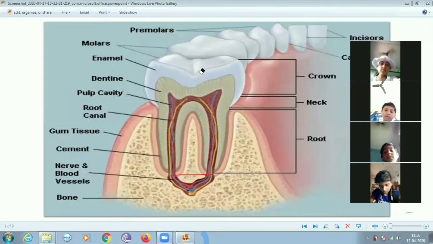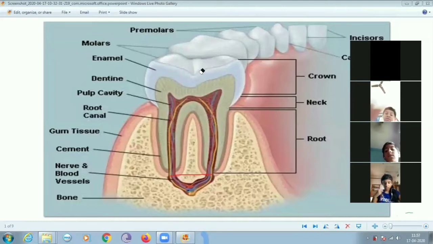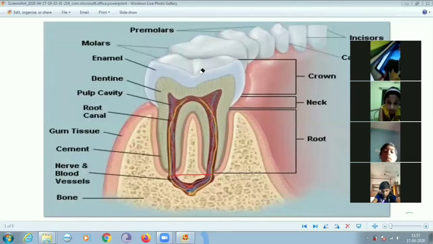And the layer that comes next to enamel is the dentine. Dentine is yellowish in color, and dentine is a little bit softer than enamel. So enamel is white in color and very hard, whereas dentine is the next layer. It is yellowish in color and is softer than enamel. The layer that comes next to the dentine is pulp. Pulp is the very soft layer.